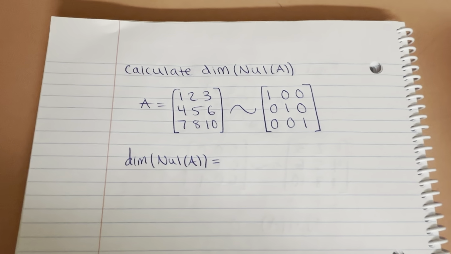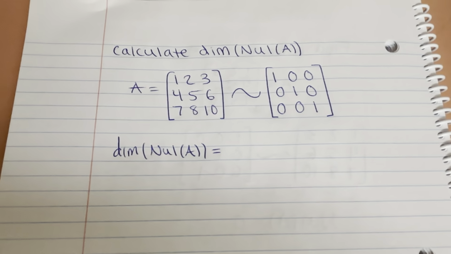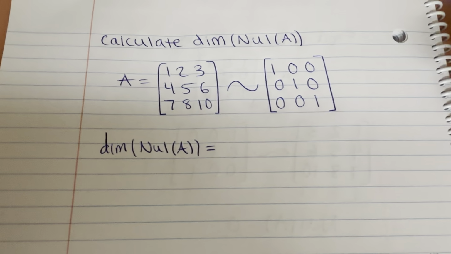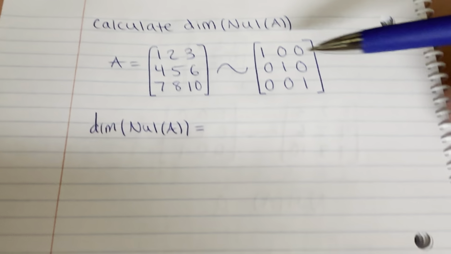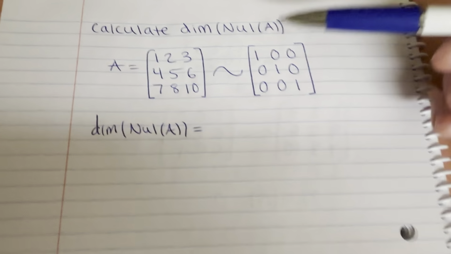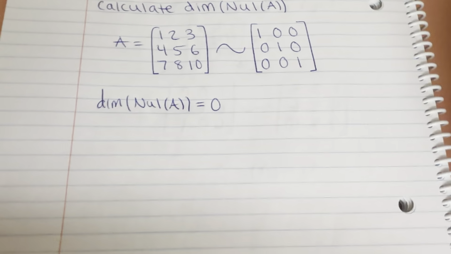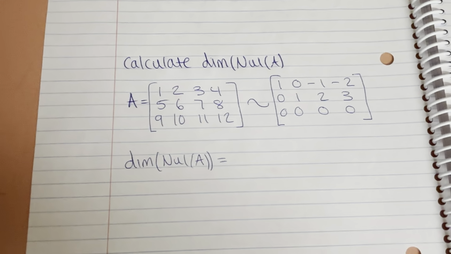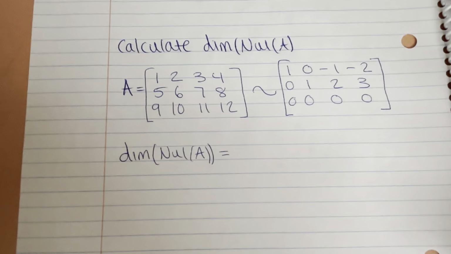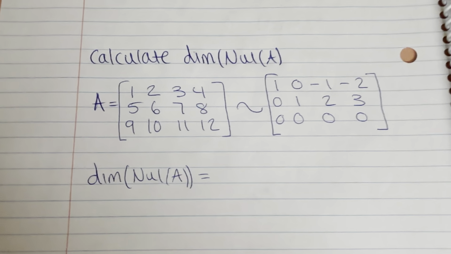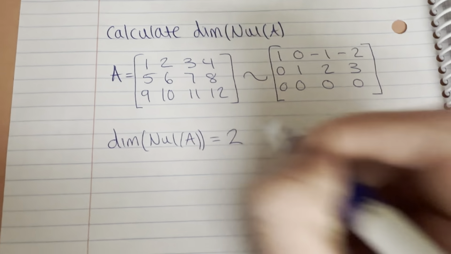All right, so to calculate the dimension of the null space of A, all we need to do is count how many free variables there are. In the first question, our original matrix reduced to an identity matrix, so there are no free variables. So the dimension of the null space of A would just be 0. And for this other matrix that we had, the dimension of the null space of A would be 2 because there are two free variables, x3 and x4.